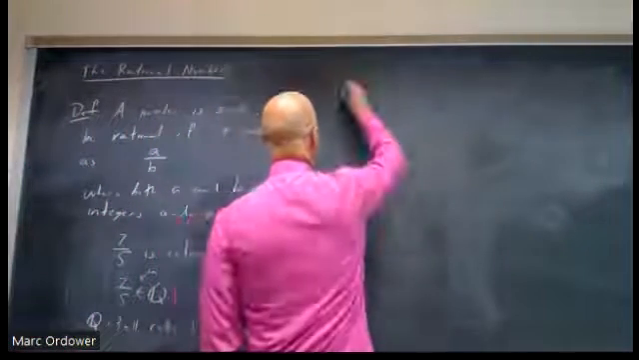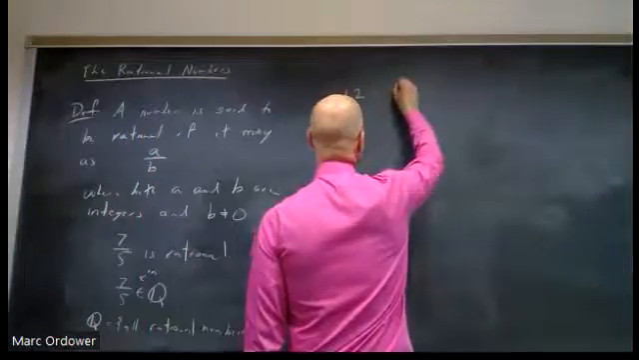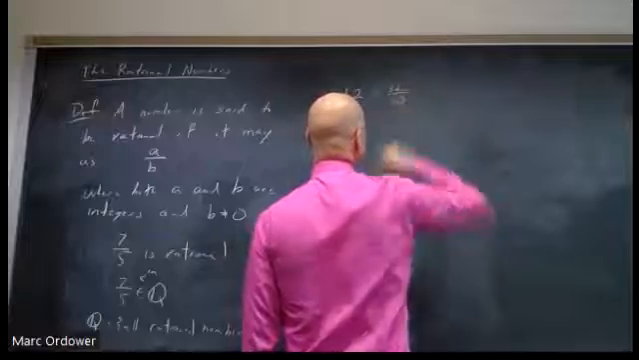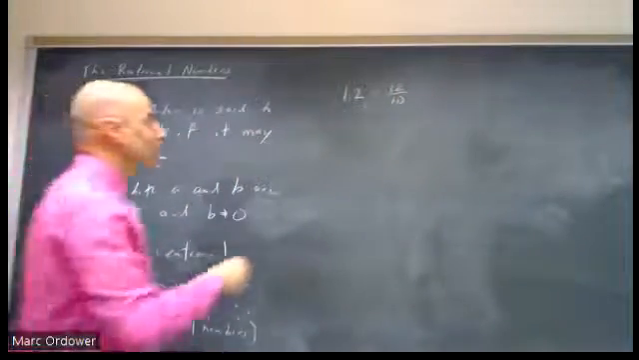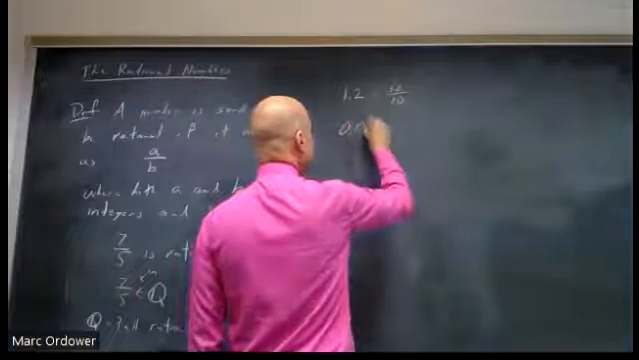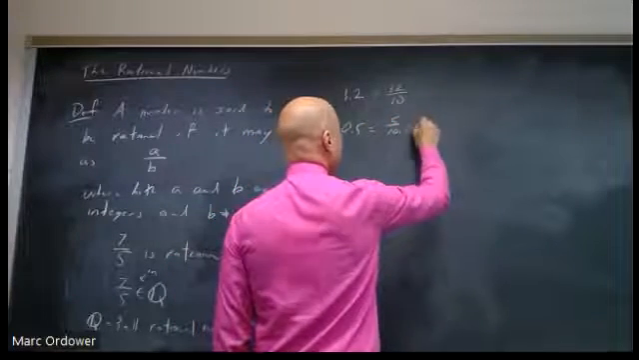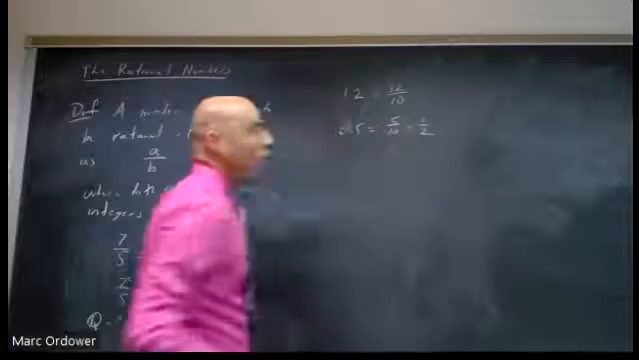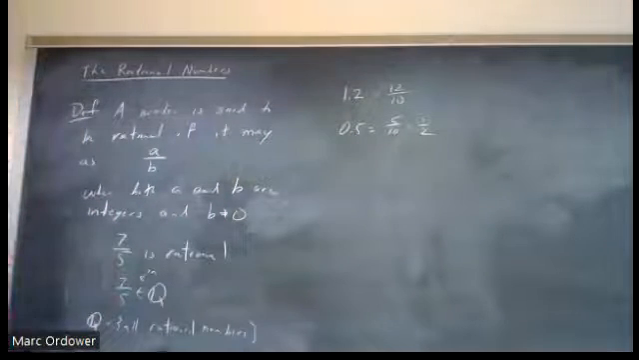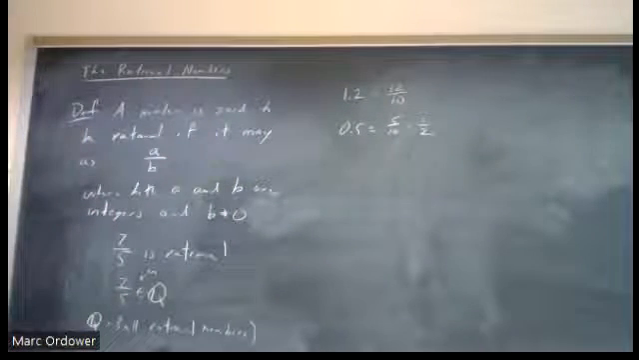The number 1.2 is a rational number because I can write 1.2 as 12 divided by 10. If you do the division, you type 12 divided by 10 in your calculator, you get 1.2. 0.5 is a rational number. That's the same as 5/10, or in lowest terms, 1/2. So these are all examples of rational numbers.